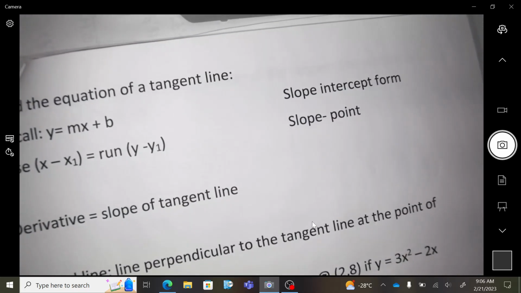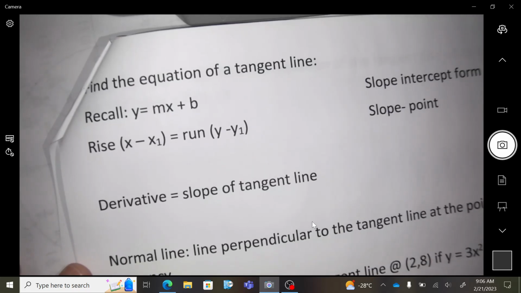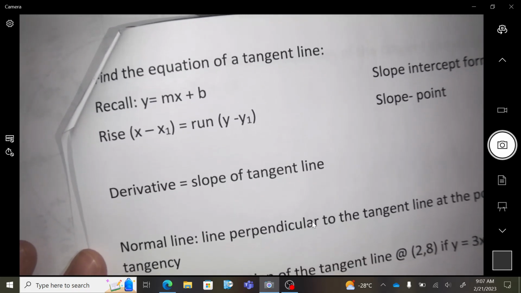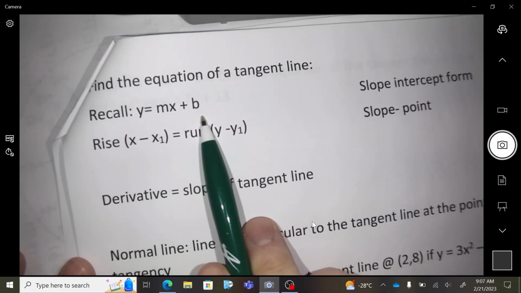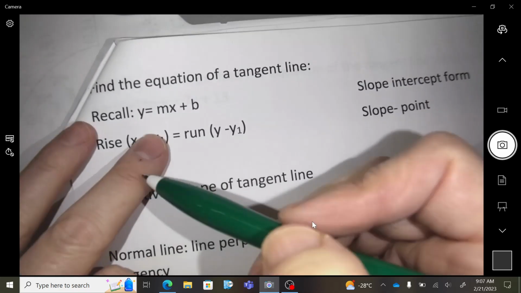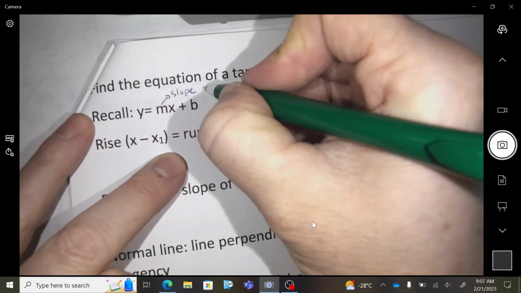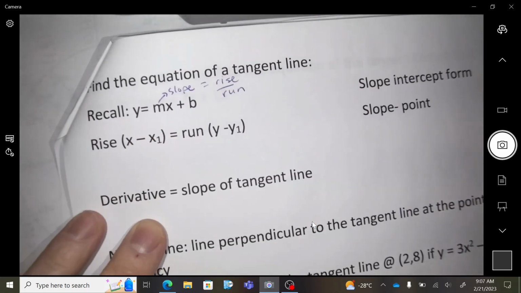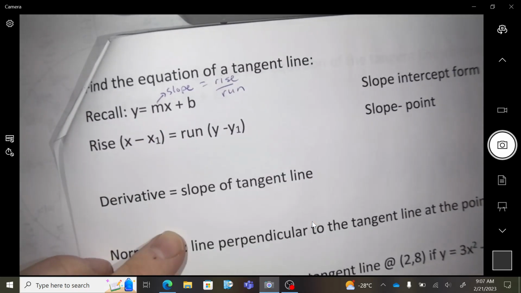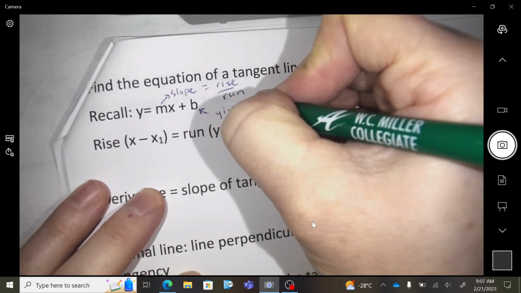Okay, so what do we know from grade 10? You probably don't remember grade 10. So y equals mx plus b, that'll be familiar, right? Where m is the slope, which is rise over run. And the b is the what on the graph? Your y-intercept.